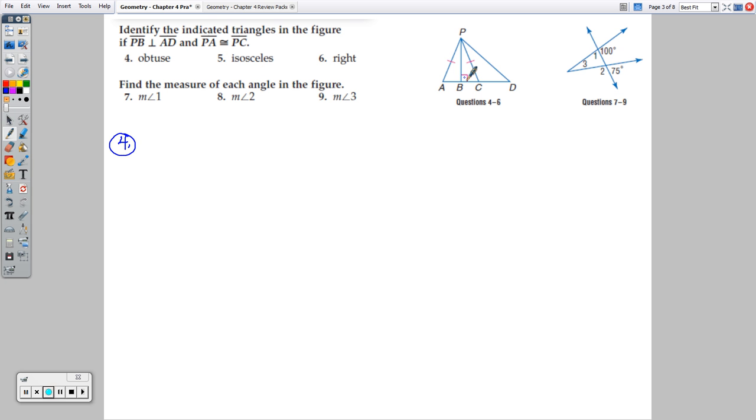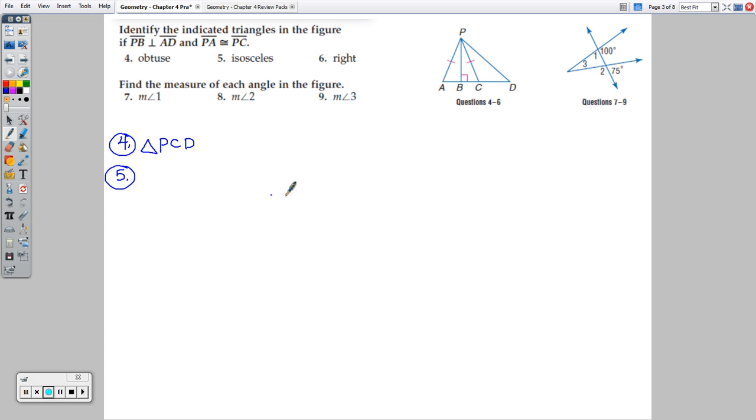Obtuse would definitely have to be, since this right here is a right angle, if we have another segment here that's to the right of that right angle, this would have to be an obtuse angle. So PCD, you could list those letters in any order, but PCD would be an obtuse triangle. Let's see if there's any others in there. It looks like this would be acute, this one. These other ones would be right triangles. That's the only obtuse triangle that I'm seeing.